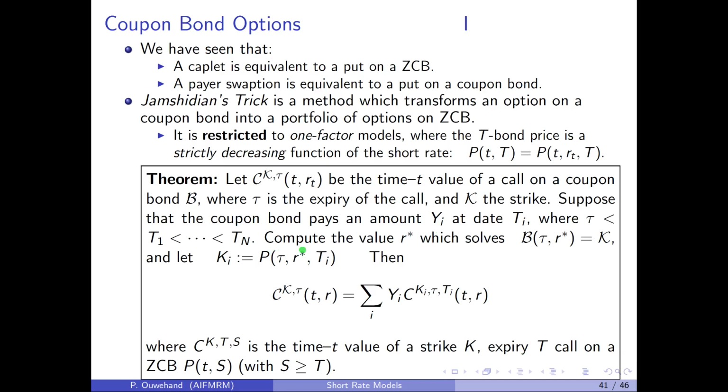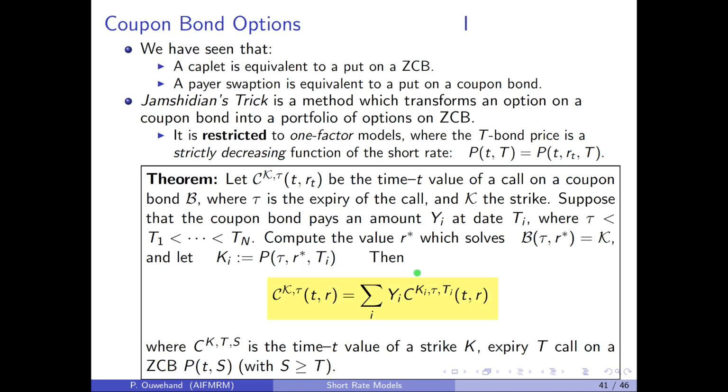In that case, we can use numerical methods to compute that value of R star, which has the property that the value of the bond at the expiry of the option, given that the short rate value is equal to R star, is exactly equal to K. In other words, that value of R star for which the call option on the bond expires exactly at the money. Using that value of R star, we then define the strikes Ki as follows, i.e. Ki is the value of the Ti bond at time tau, given that the short rate is R star.